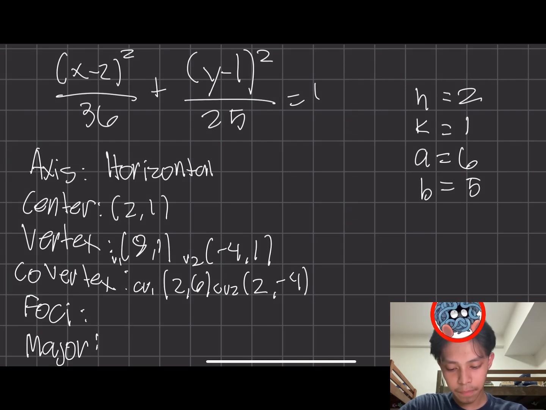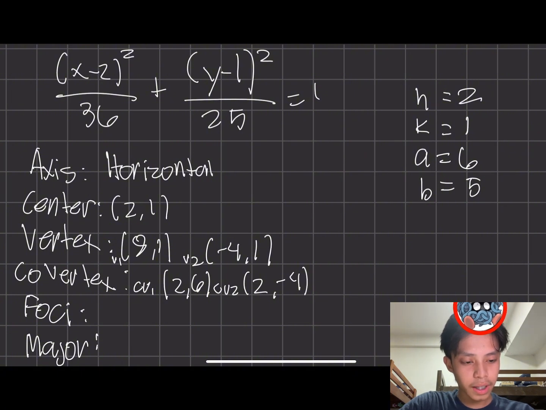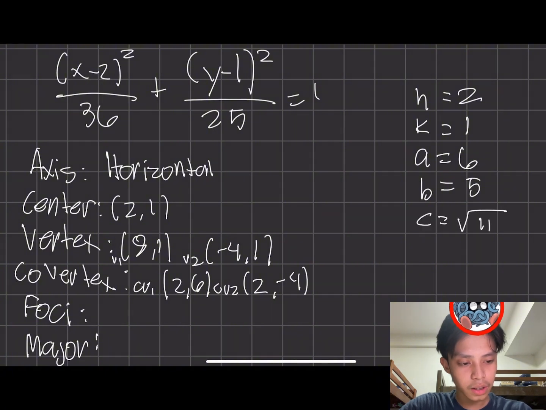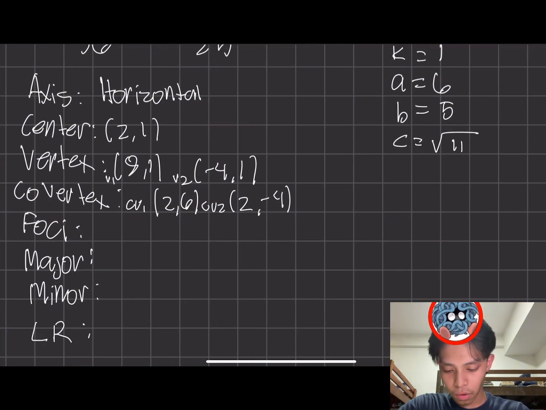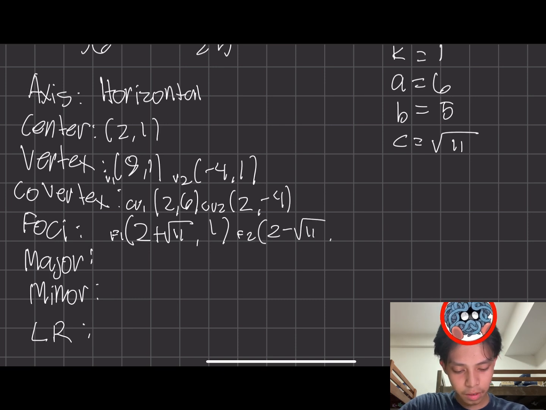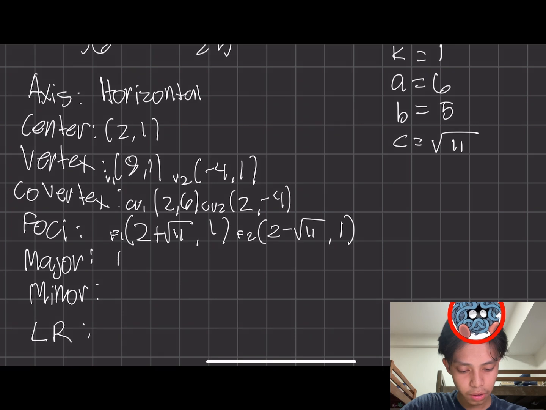So for the foci, we need to find c first. How do you find c? 36 minus 25, and we find its square root. So 36 minus 25 is 11. And 11 is not a perfect square. So we write it as is, square root of 11. Now we go to foci. Foci is 2 plus square root of 11, comma 1. And the other one is 2 minus square root of 11, comma 1.